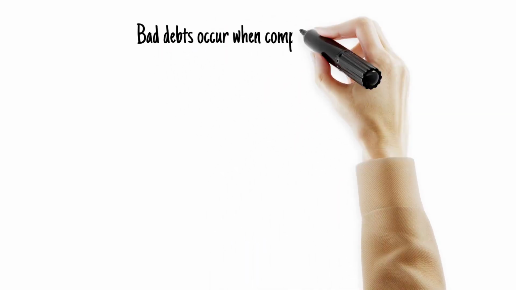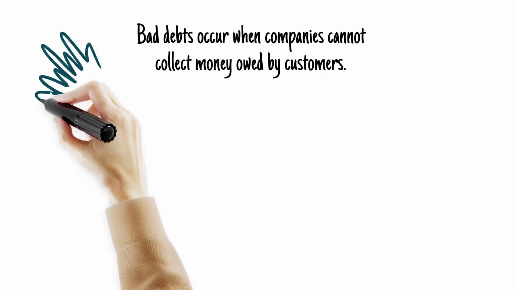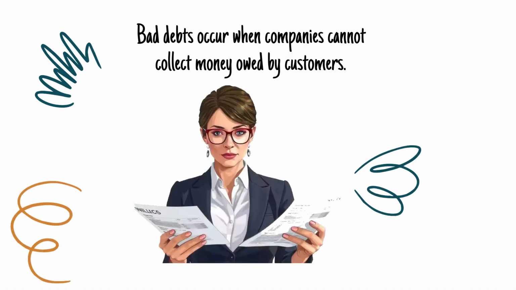Bad debts arise when a company is unable to collect the money owed by its customers. To account for this, businesses use two primary methods: the direct write-off method and the allowance method. Each has its own application and implications.